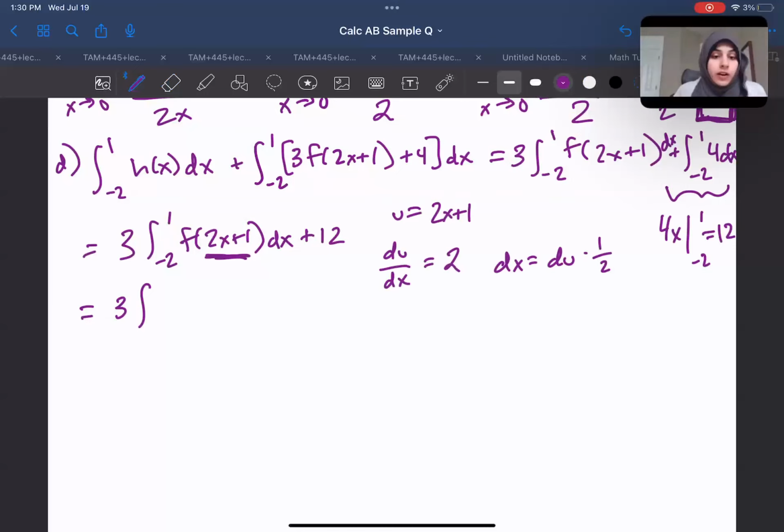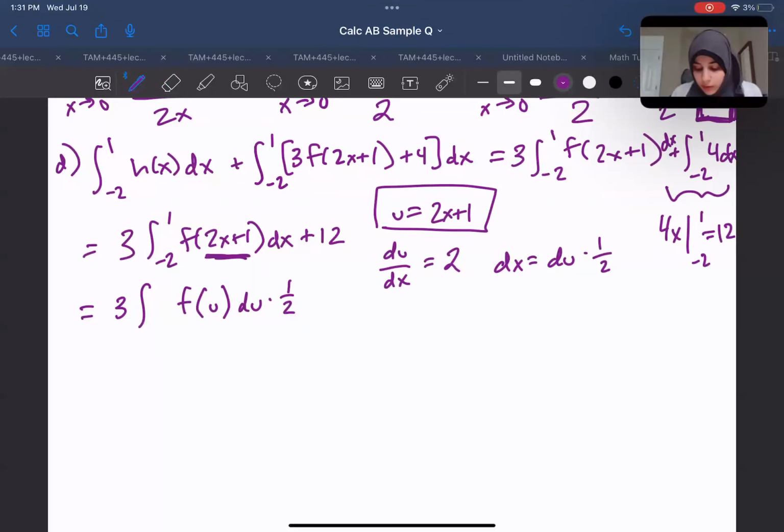Now, the bounds on our integral are -2 to 1 when we're looking at x values. So if we want to rewrite this with u substitution, I'm going to leave my bounds for a second. So f of 2x plus 1 is f of u. Dx is now equal to du times 1/2. Now, our bounds on our integral are from -2 to 1 for x values, so I'm going to plug that in for my u substitution right here. An x value of -2 means 2 times -2 plus 1, so the u value would be -3. If I look at an x value on my upper bound, which is 1, that gives me a u value of +3.